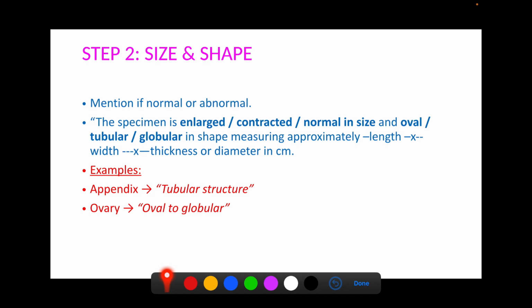And most important is measurement. You have to describe it like: it is measuring approximately 6 by 4 by 3 centimeter in size. So always describe length, width and thickness, or diameter if it is a tubular structure. For the shape, appendix is generally a tubular structure, ovary is oval to globular or cystic in nature. We will learn organ specific terminology in our next video.